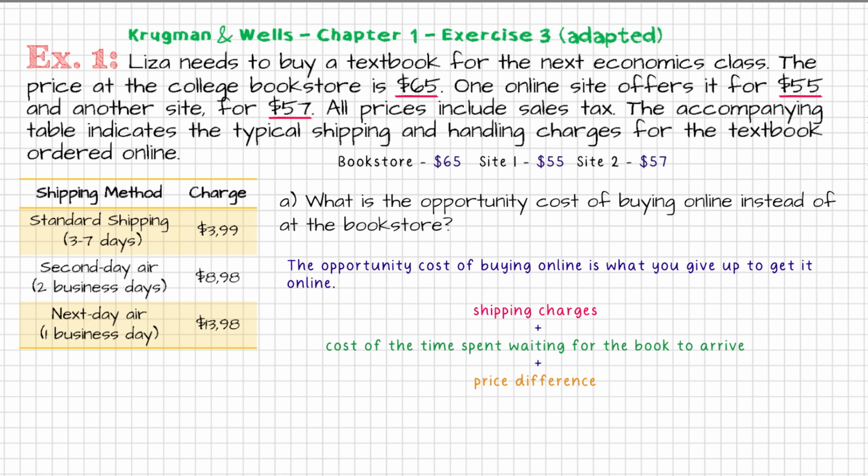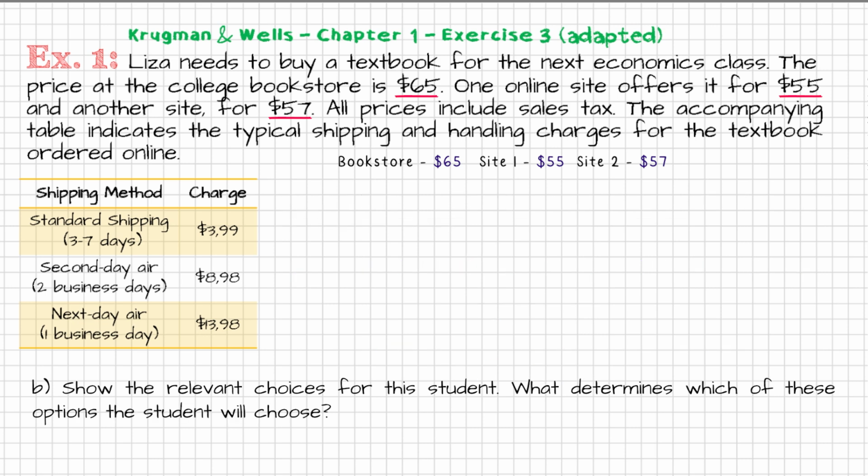Now let's answer letter B. Show the relevant choices for this student. What determines which of these options the student will choose? Since the book price is higher at Site 2 and the shipping costs are the same at both sites, it doesn't make sense for Liza to buy from Site 2. Now let's compare the bookstore price with the final price at Site 1. The bookstore price is $65 and the price at Site 1 is $55.